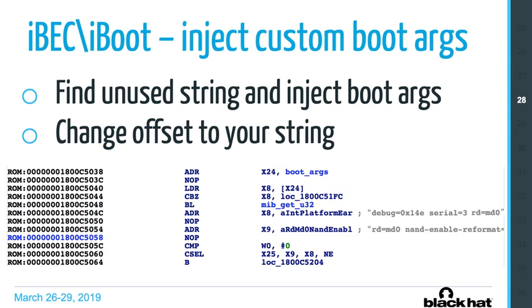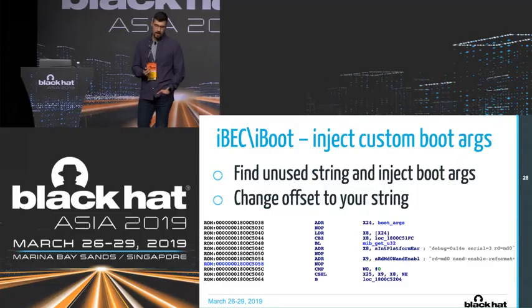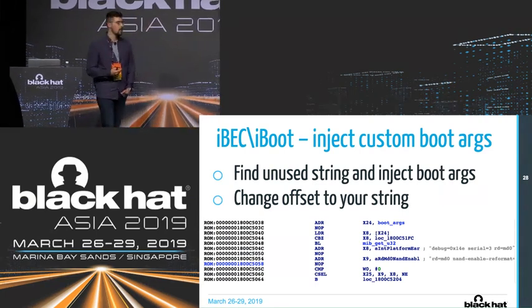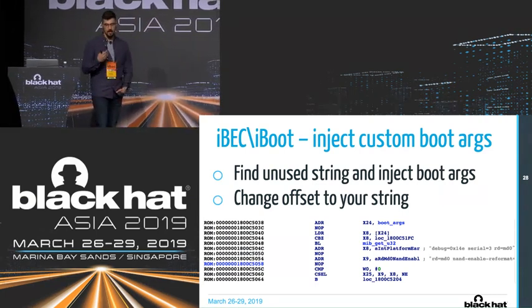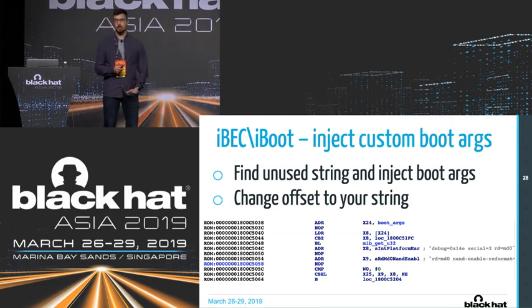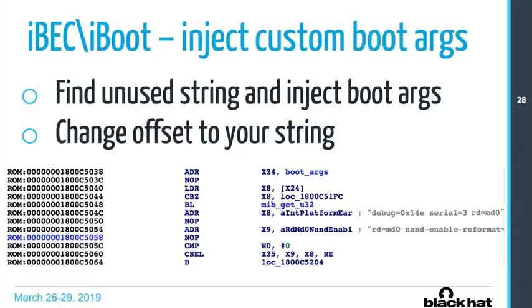So what I did, I just changed the boot arguments to add debug, to set the debugger capabilities into the system. I set serial to enable serial output for the kernel boot, and rd=md0, which means, hey system, please boot from the RAM disk itself.